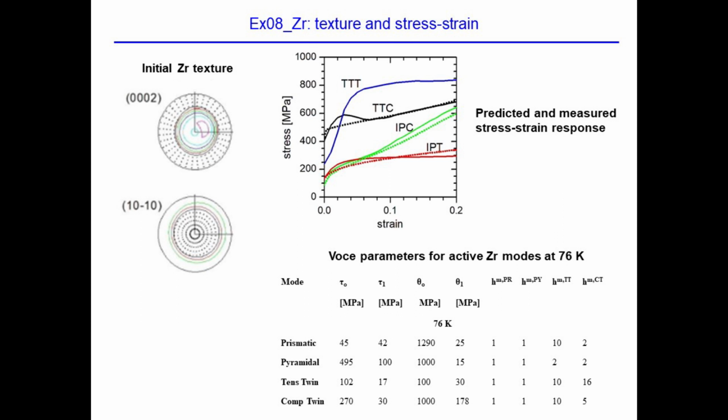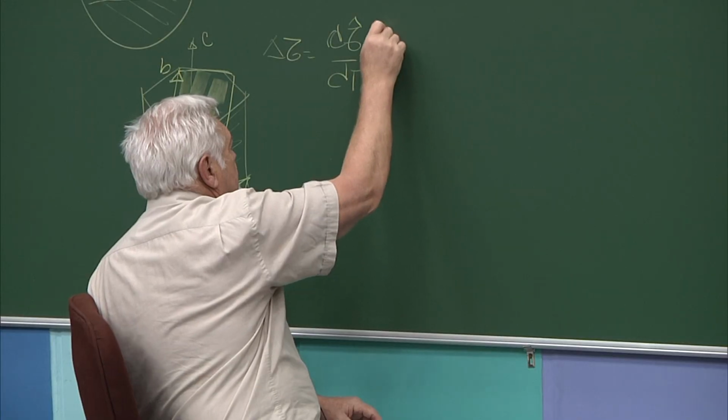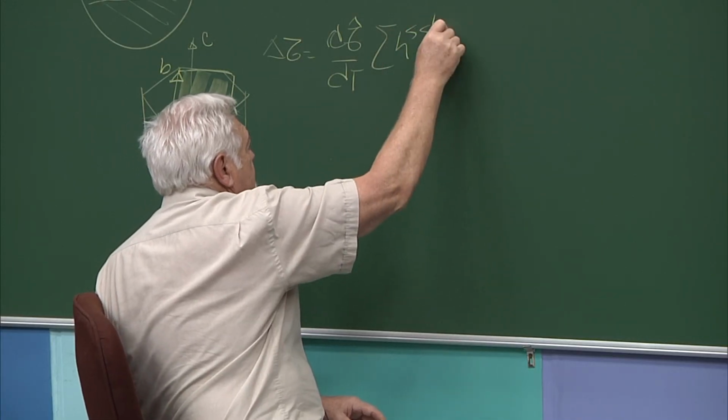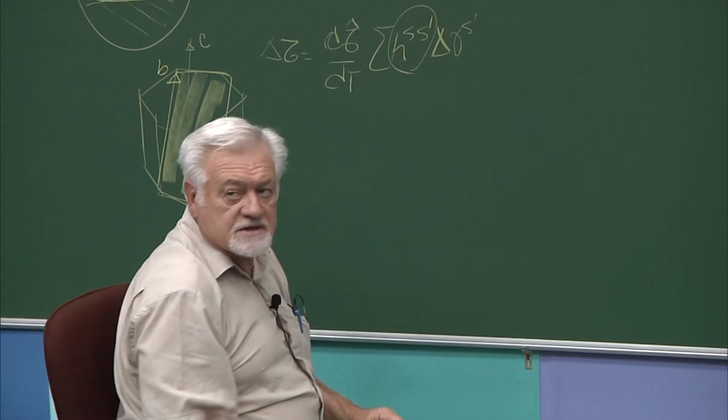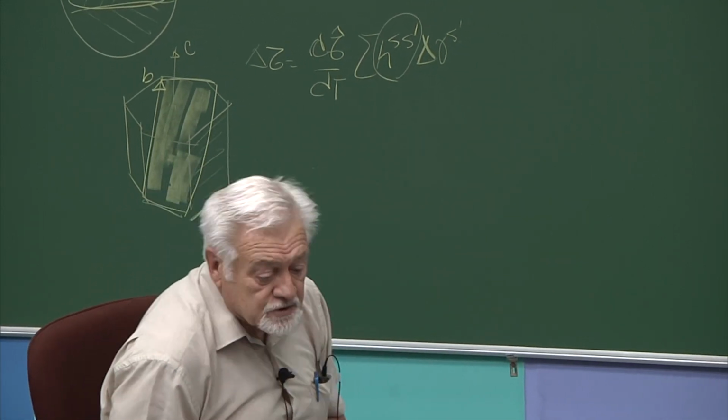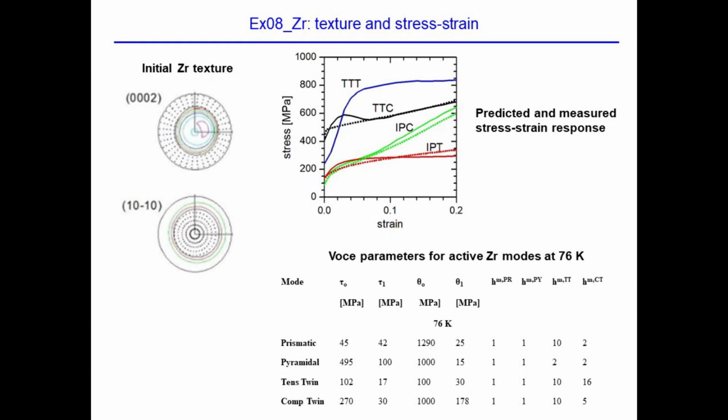There are also the latent hardening parameters. You remember yesterday we were talking about the delta tau, d tau, d gamma, sum h, s prime, delta gamma, s prime. Those are these parameters. As you can see, they are not all one, and they are empirically obtained. The interpretation of why these parameters are large in some cases is that the presence of the twin will tend to harden the slip systems. They are not really hardening the slip system. They are putting barriers to the slip system that look like you are really hardening. It's much more difficult to activate those systems because of the barriers that the twins put inside your grain.